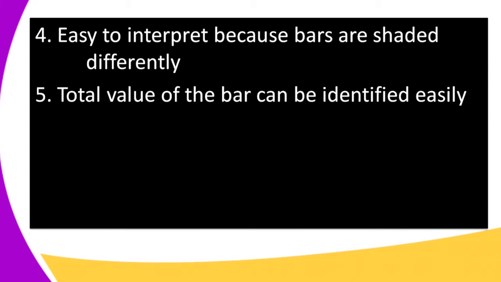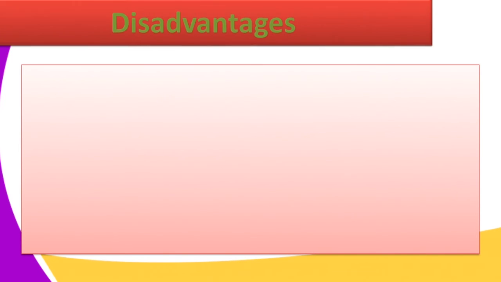The fifth advantage is that the total value of the bar can be identified easily. Here, when you have finished calculating the cumulative totals for the crops in a certain year, you can be able to identify where the bar has reached. You do this by drawing the bar graph up to the total digit that you have reached for cumulative totals.